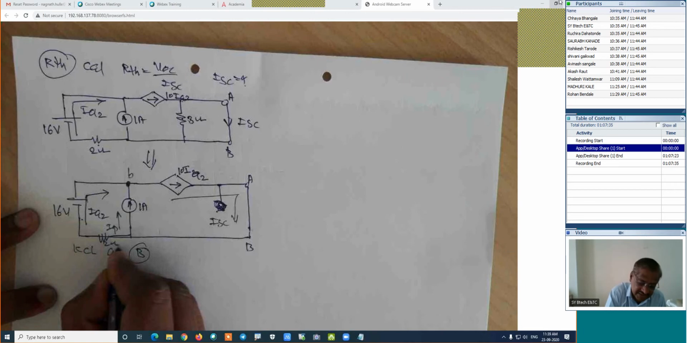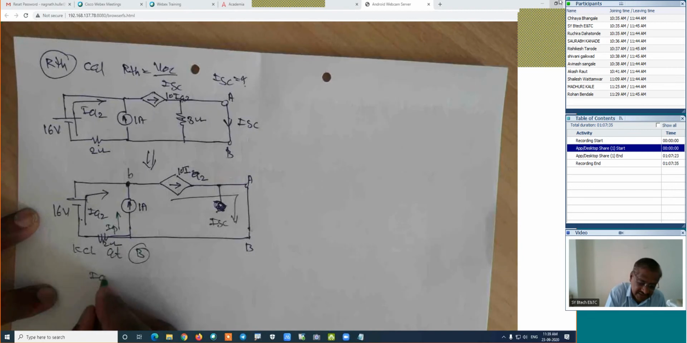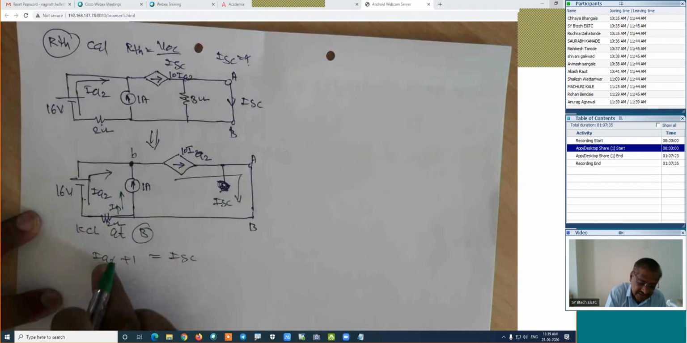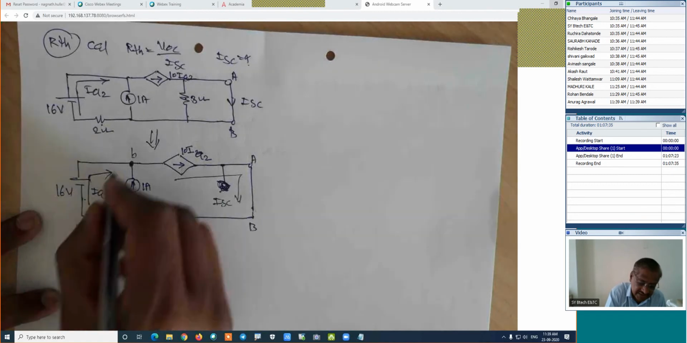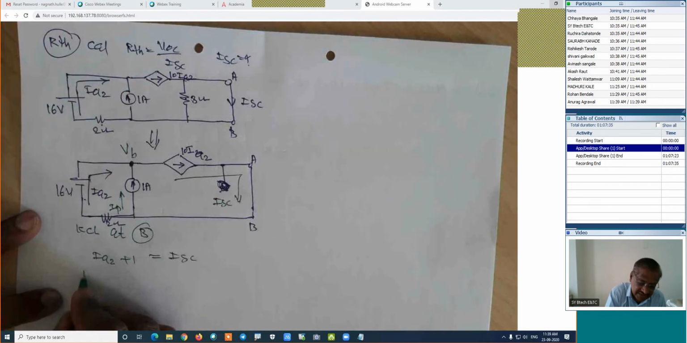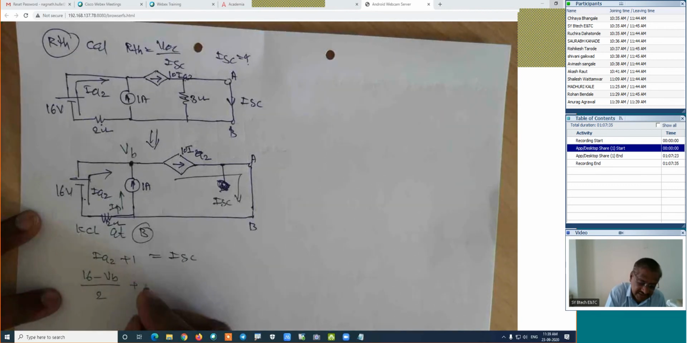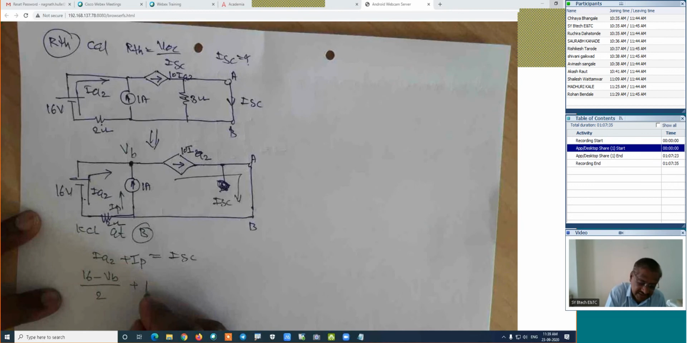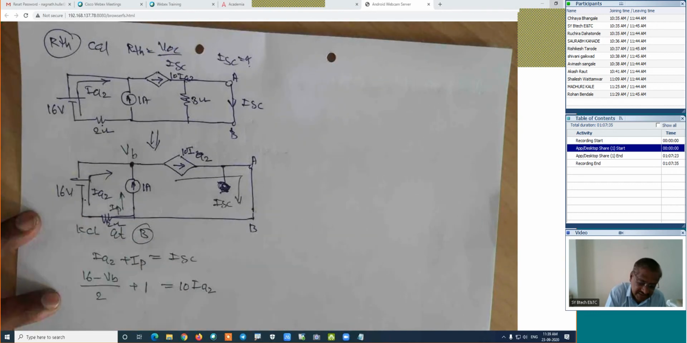If we are applying the KCL at node B, incoming current is equal to outgoing current. Means the equation will be IA2 plus 1 ampere is equal to ISC. If we are simplifying, how much is this current? This current will be 16 minus VB divided by the resistance of this path, which is 2, plus this current. This current is IP, and the value of IP is 1 ampere, which is equal to the current in this branch, 10 IA2. And we are interested in this 10 IA2 or ISC.